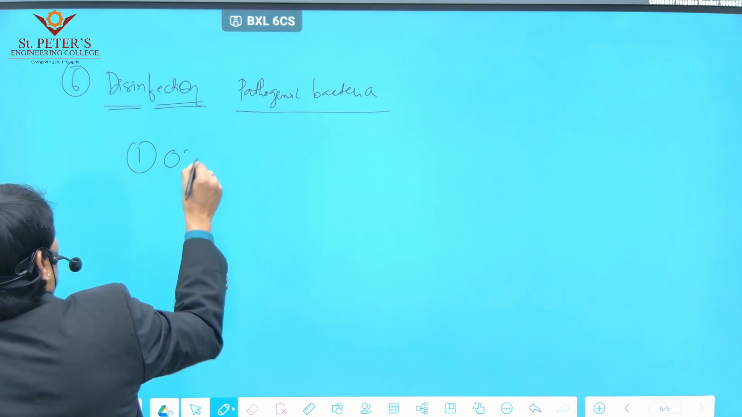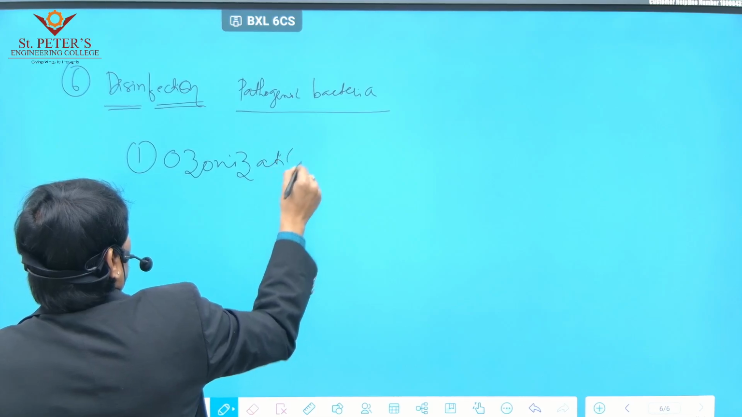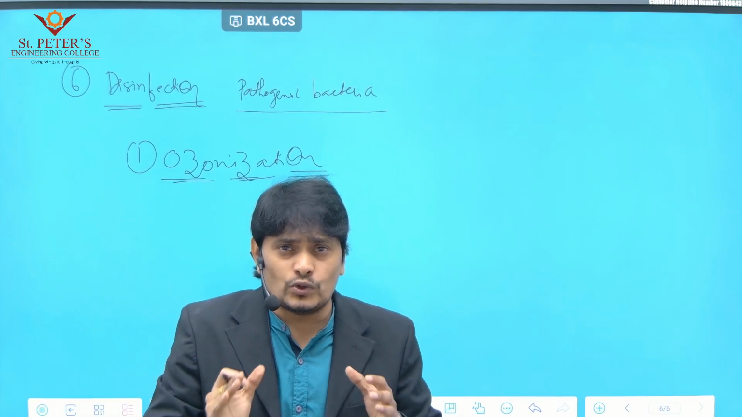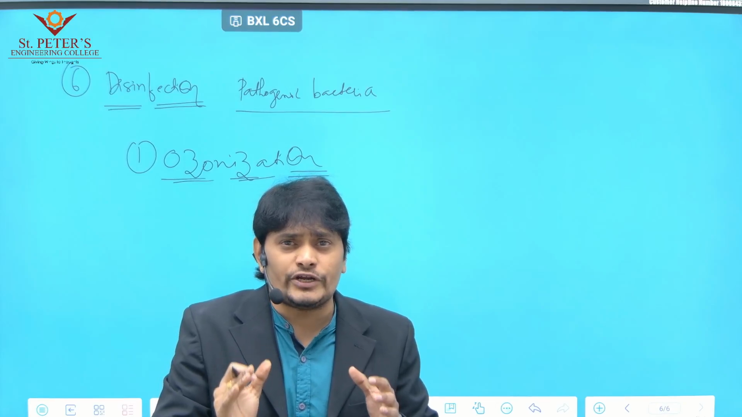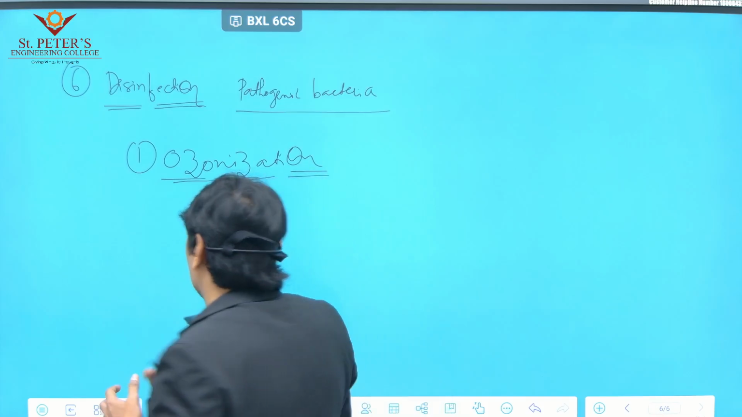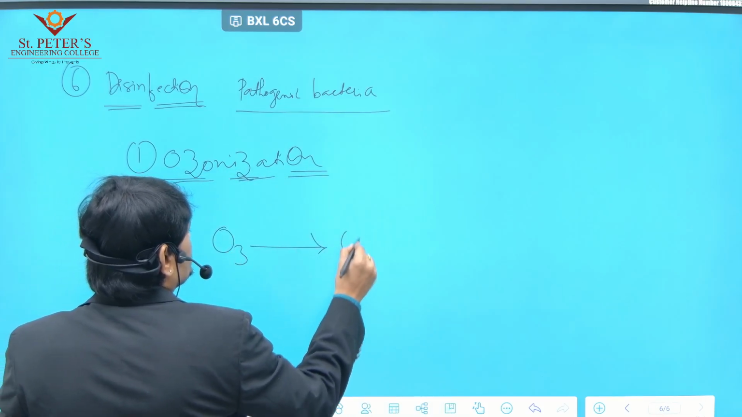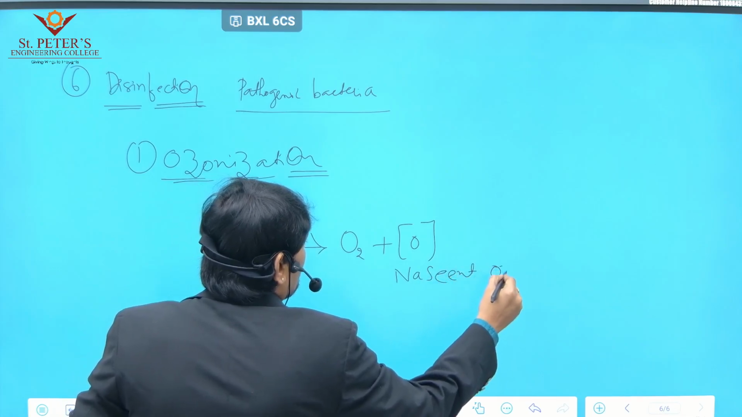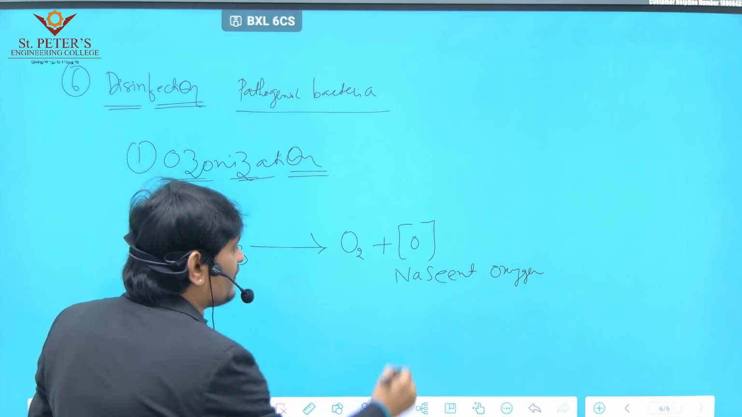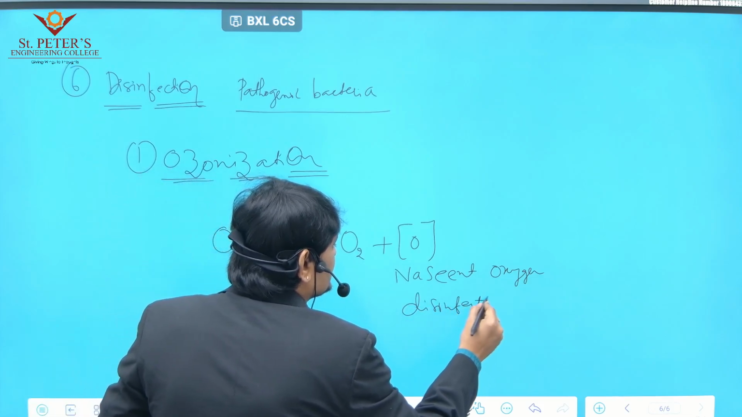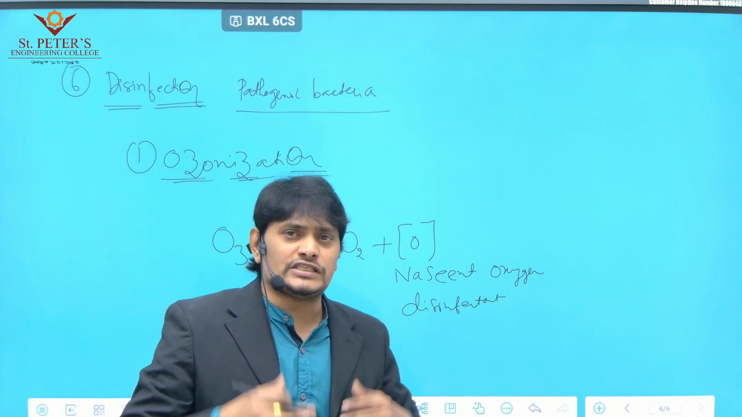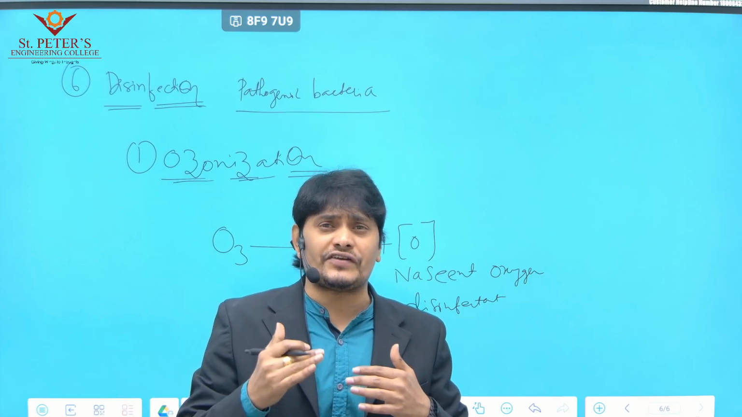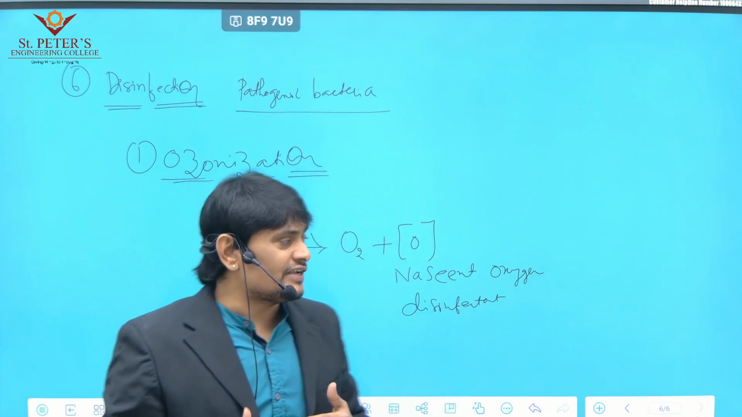The first one is ozonization. Ozonization involves the addition of ozone to the water, and the ozone has no affinity towards the water, so it won't react with the water. Instead it will dissociate in the water. O3 dissociates as O2 plus single oxygen. Single oxygen is nascent oxygen, and nascent oxygen is a powerful disinfectant. Since it is a powerful disinfectant, it kills the pathogenic bacteria present in the water. So this is all about the ozonization process of killing the pathogenic bacteria. But this particular ozonization is not widely used. The reason behind it is that it is an expensive method. So that is the reason it is not widely used.